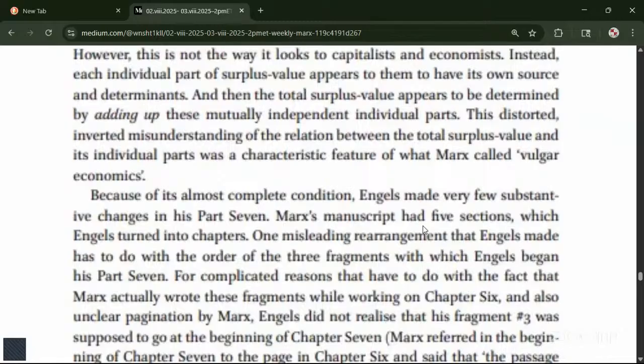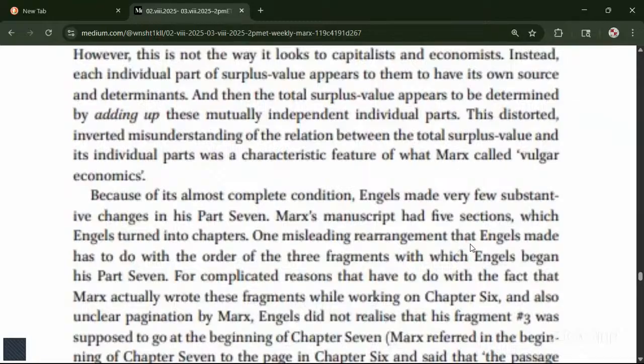his Part 7. For complicated reasons that have to do with the fact that Marx actually wrote these fragments while working on Chapter 6, and also unclear pagination by Marx, Engels did not realize that his fragment number 3 was supposed to go at the beginning of Chapter 7.